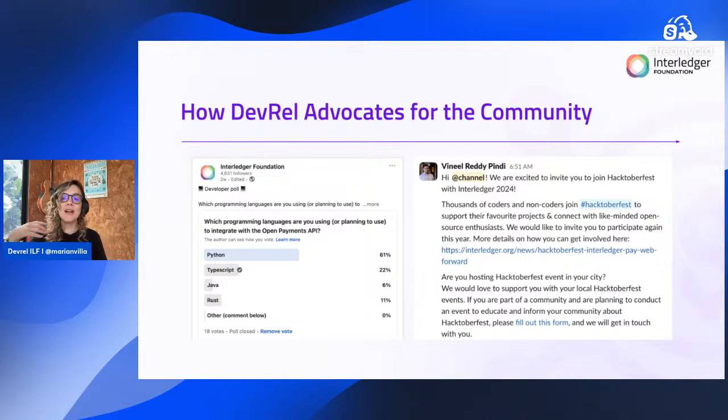Also, we are asking directly in the Slack, that's the other screenshot. Vinyl, one of our community managers, is asking directly in the Slack about how you can join, or if you want to improve the documentation, the grants, and all the opportunities we have available for our community members.